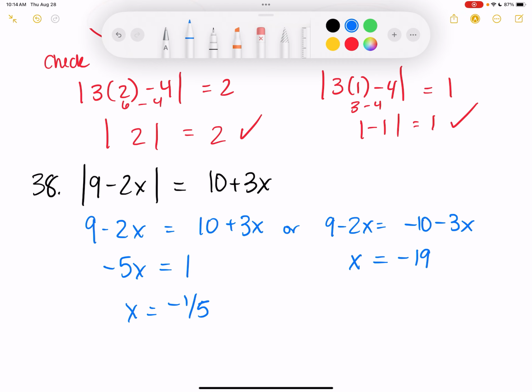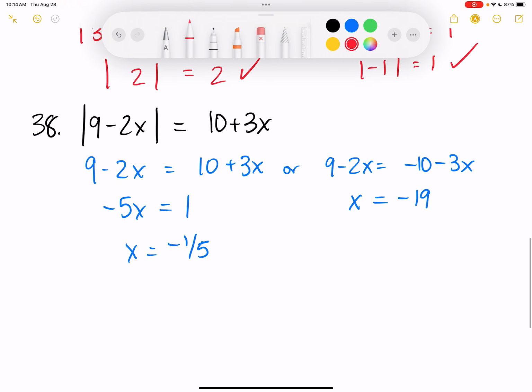Okay, actually, they both could cause a problem because they're both negative numbers. Basically, when you see a negative, that's when you should be thinking this probably is going to be an issue, or it could be an issue. Typically, if they're positive, you're not going to have to worry about it, but you still have to check them. So I'm going to plug these in and check them. I have the absolute value of 9 minus 2 times negative 1/5 is equal to 10 plus 3 times negative 1/5.